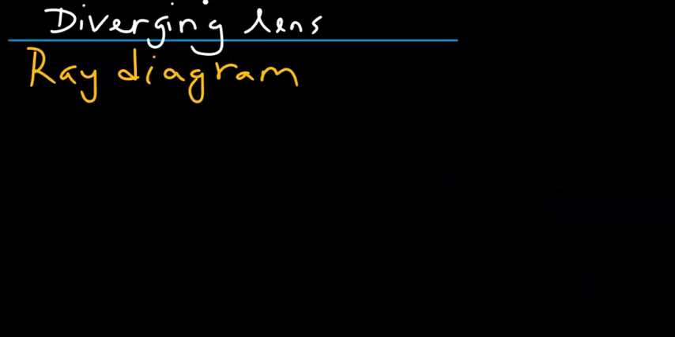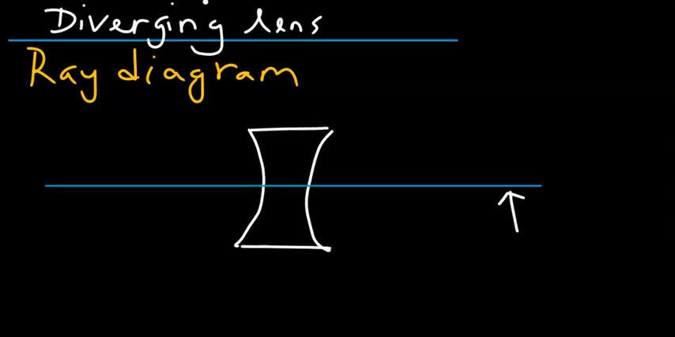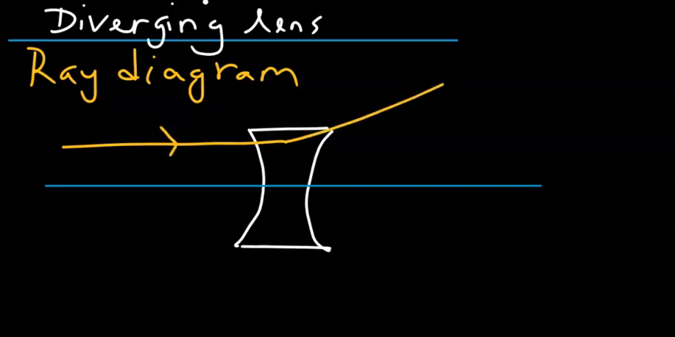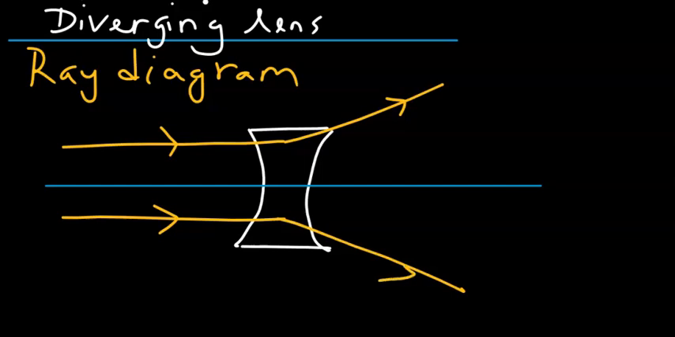Now let's look at a diverging lens. Let's first sketch a typical ray diagram. So this is the principal axis. Now let's sketch a bunch of light rays that are parallel to the principal axis. And what's going to happen to them? They will be diverged like that. So if you have one more here, it will be diverged like that.